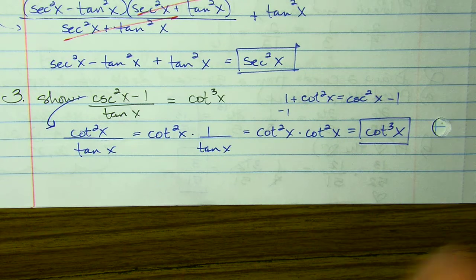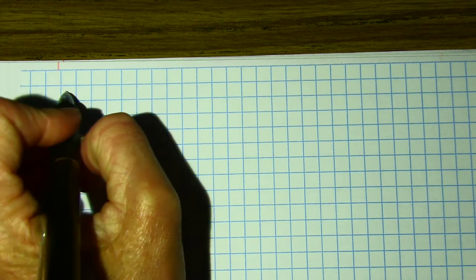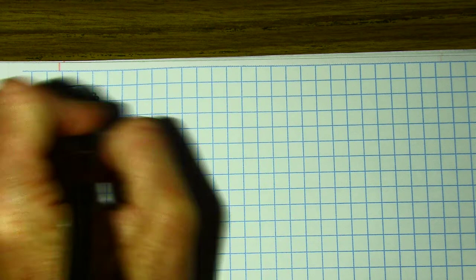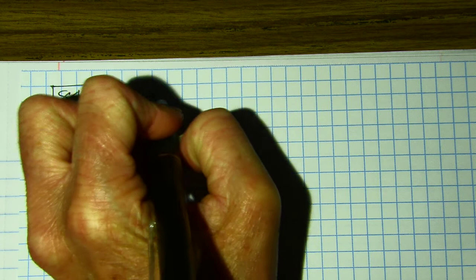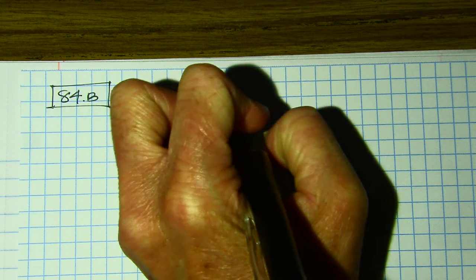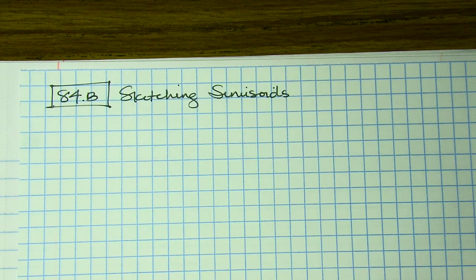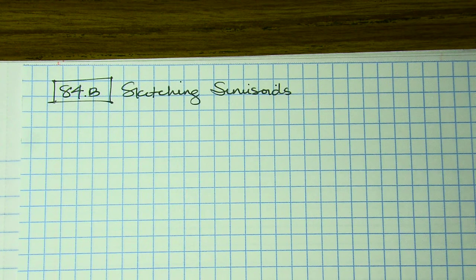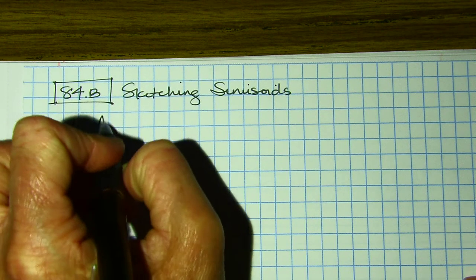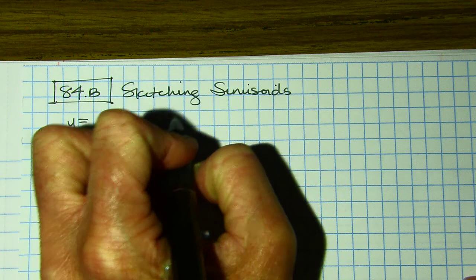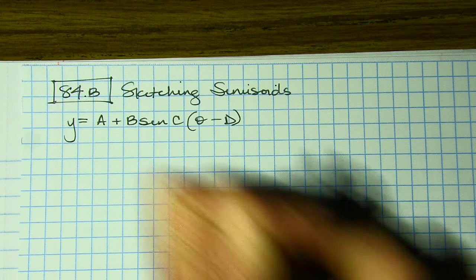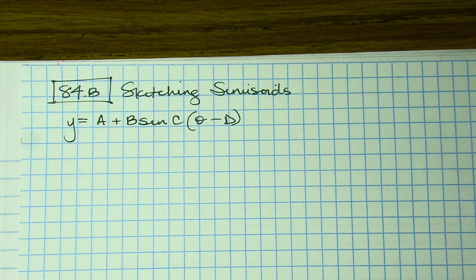Now we're going to go ahead and move on to 84 point B, which is graphing. We are now, instead of writing the equation, going to be graphing sinusoids by hand. So 84 point B is on sketching the graphs of sinusoids. So let's review our equation. y equals A plus B sine of C times theta minus D. Just an example. Let's go over all of our parts.